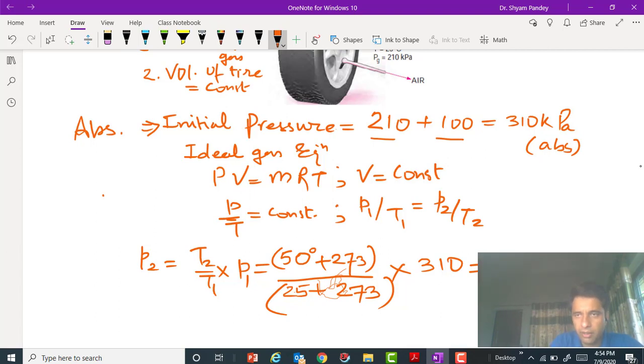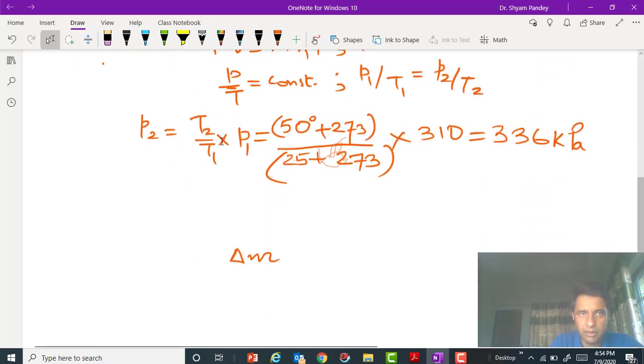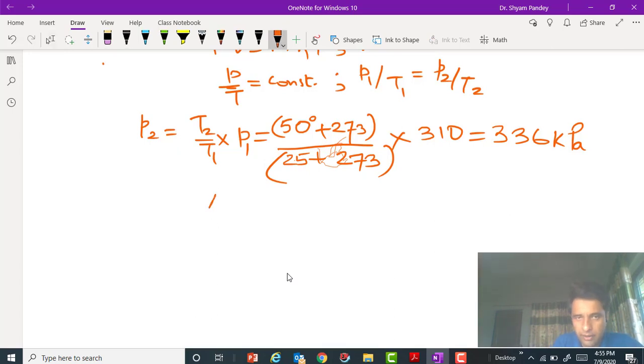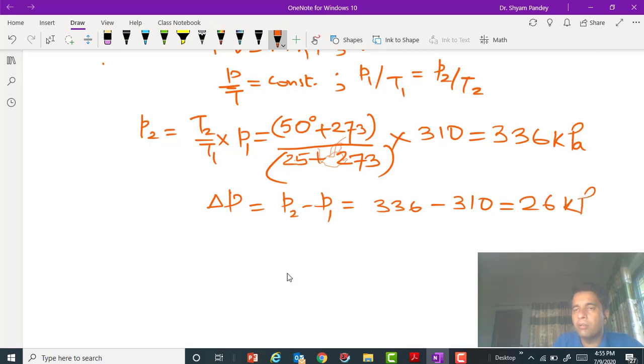So now we can estimate how much is the pressure rise. The pressure rise, delta P, becomes P2 minus P1, and P2 is 336 and P1 is 310. So the pressure rise becomes 26 kilopascal. So this is answer 1.